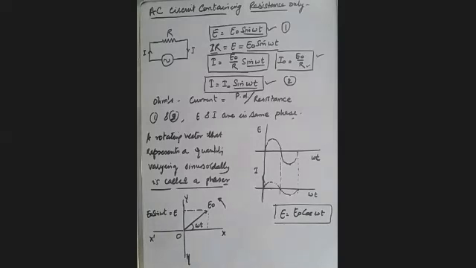The length of this arrow represents the maximum value of this quantity. The length of it is the maximum value of that quantity E.